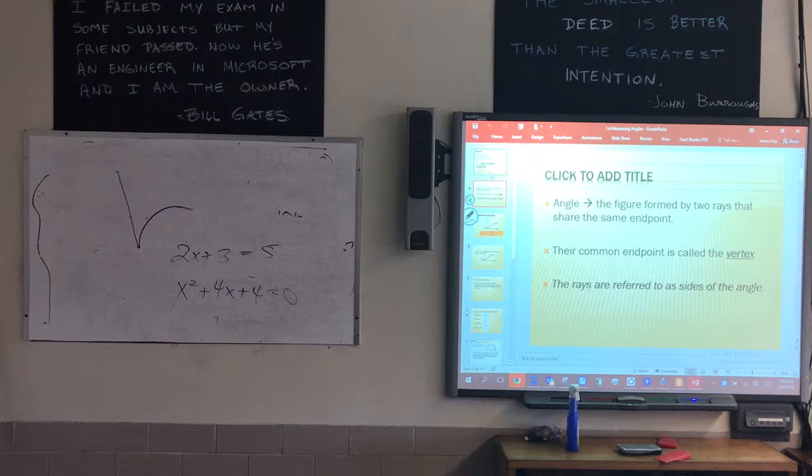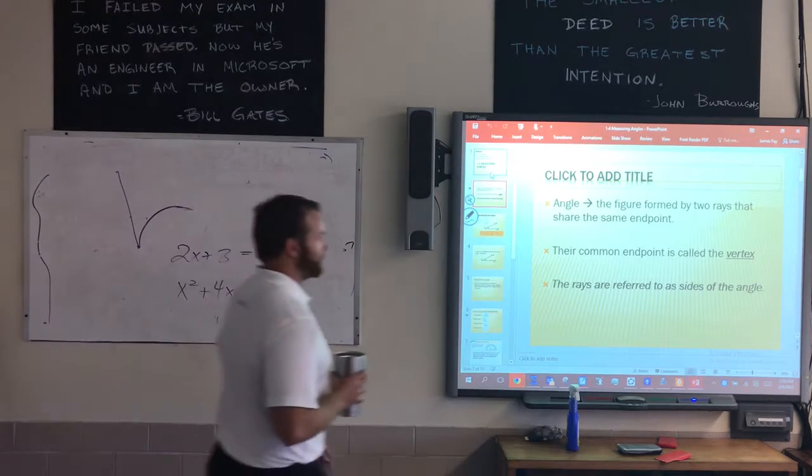And really we're just going to identify what an angle is, okay? Maybe how we label them, how we name them, classify them, that kind of stuff, and then probably next week really do some work with them.